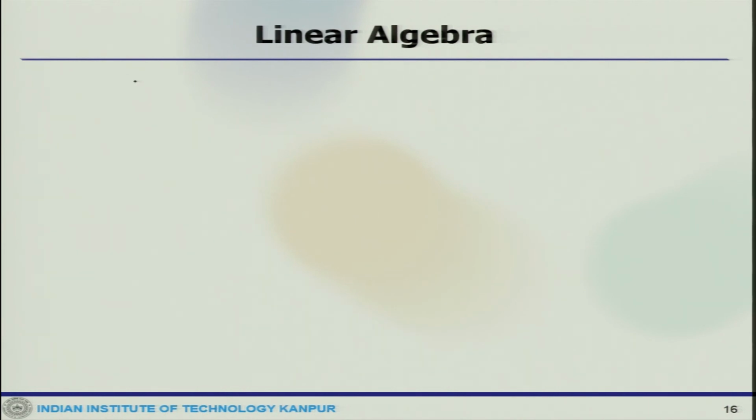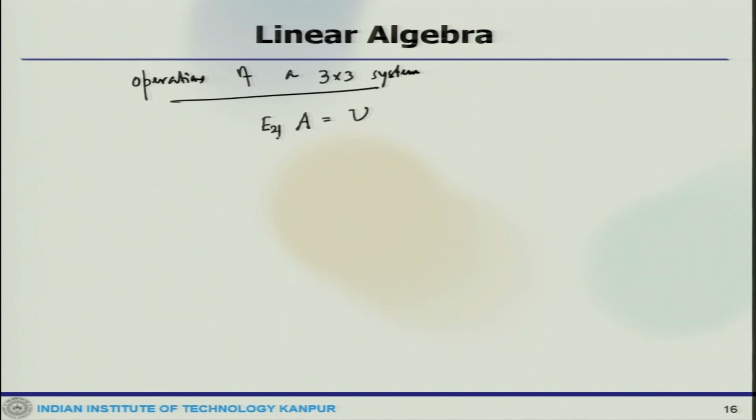So, for example, if you look at the operations of a 3 by 3 system, you get A, then finally it boils down to an upper triangular matrix. So, first would be the elementary matrix E21, then E31, then E32. So, this is what is going to give us U.